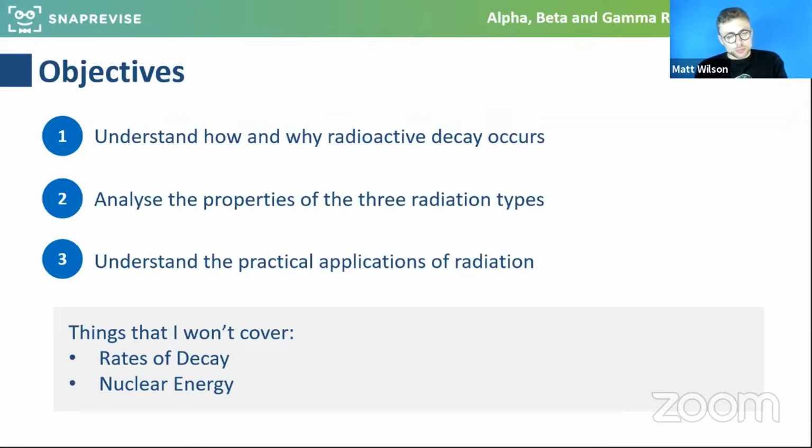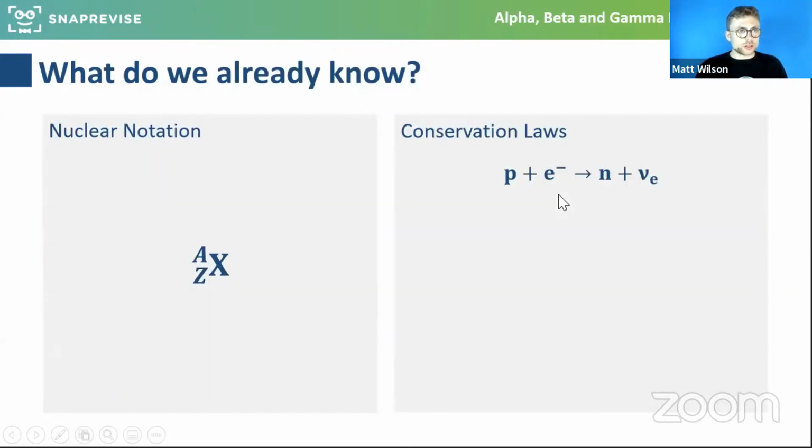We're going to analyze the properties of the three radiation types. So there's alpha, beta, and gamma, two types of beta. And we're going to understand the practical applications of radiation. Okay. So maybe this isn't what we already know, but this is the stuff that we're going to, roughly speaking, be aware of for today's session.